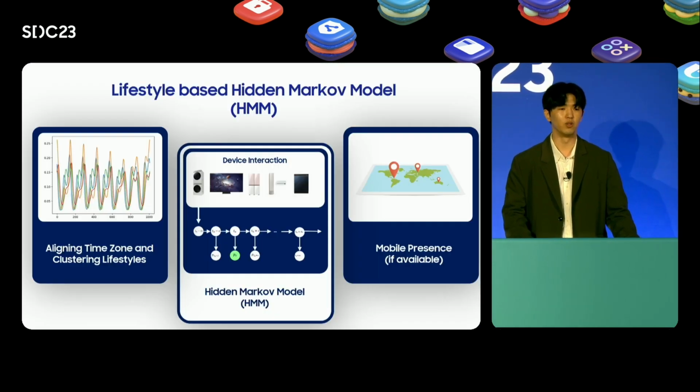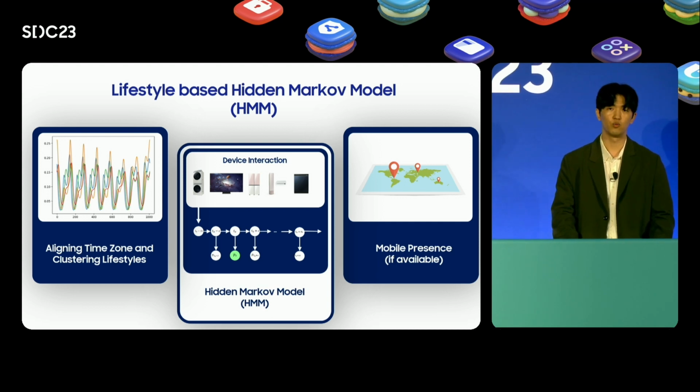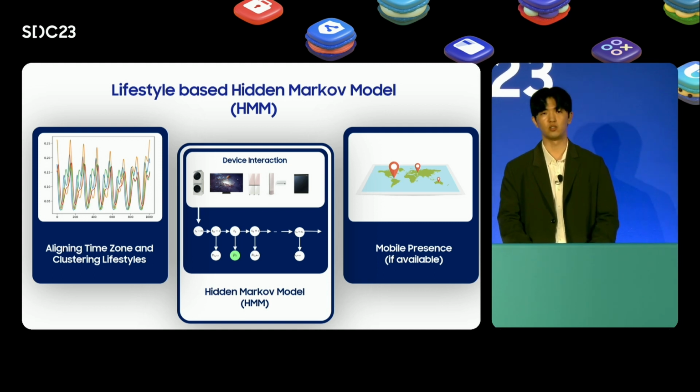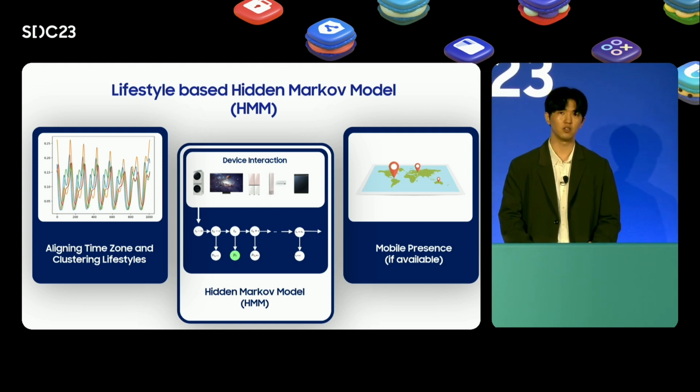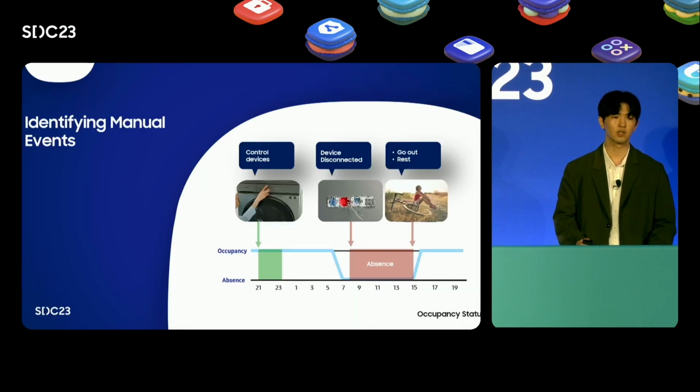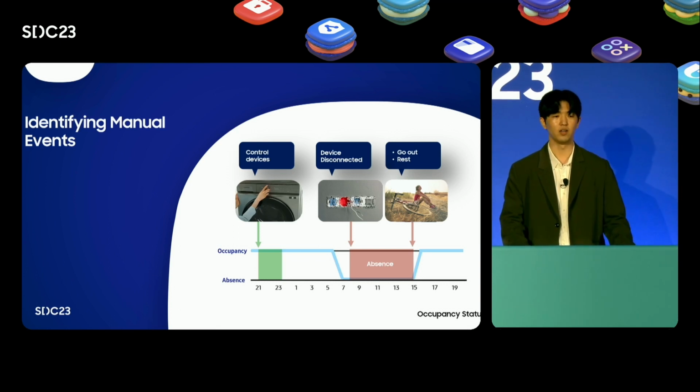Similar to the models Eric has been working on, we propose a lifestyle-based hidden Markov model that uses device manual events. The clustering part determines the user's personal time zone and considers the user's lifestyle. Then, the hidden Markov model infers whether someone is present or not. There are 3 issues addressed when developing this model. The first is identifying as many manual interaction events as possible.